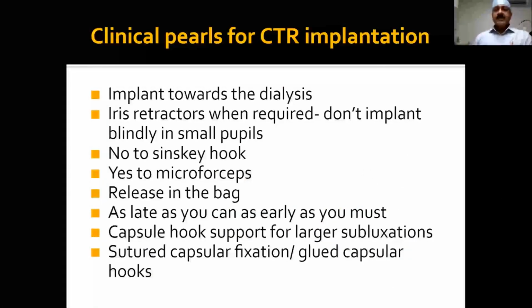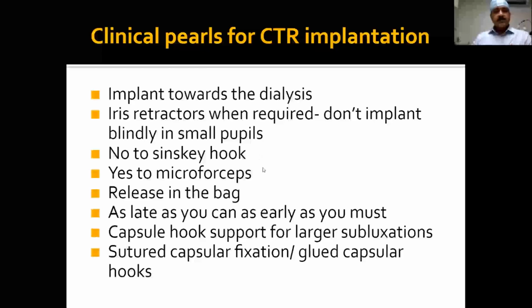What are the take-home clinical pearls for CTR implantation? First and foremost, always implant towards the side of the dialysis, never away from it. Whenever you are implanting in small pupils and you're not able to visualize the rhexis margin, always use iris retractors, visualize and then implant. Don't put the CTR blindly. It may end up in the sulcus or it may go into the vitreous cavity.